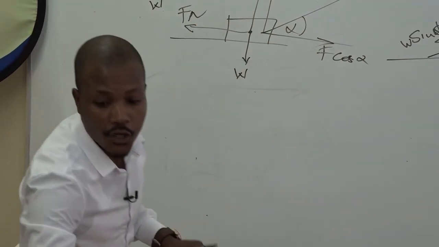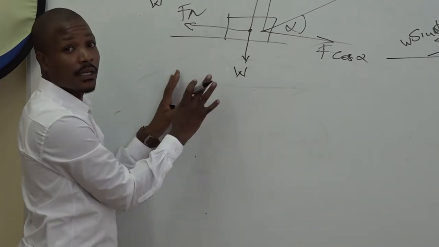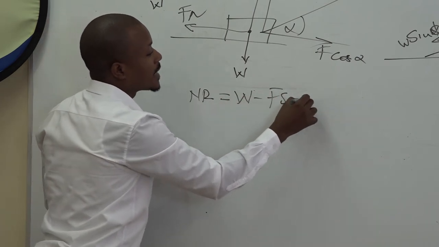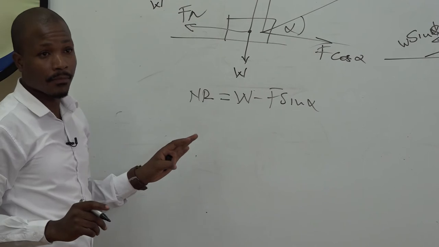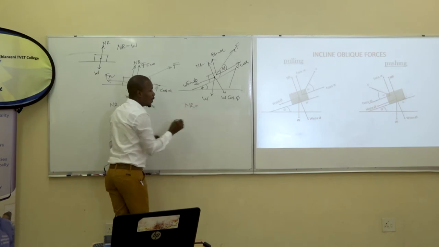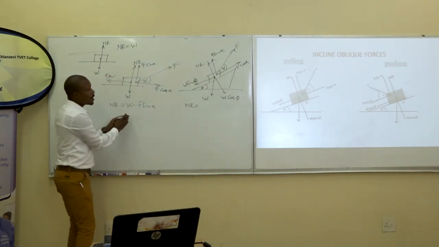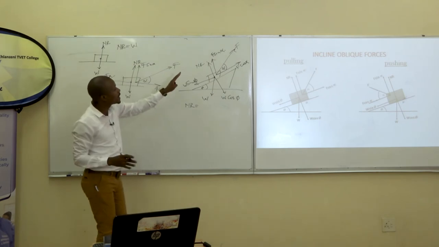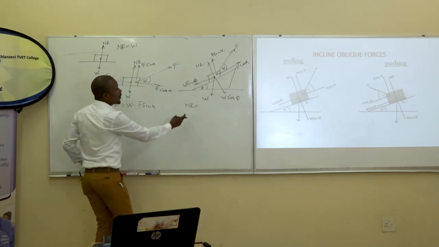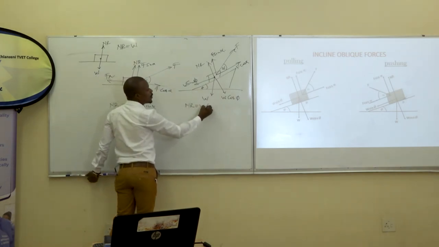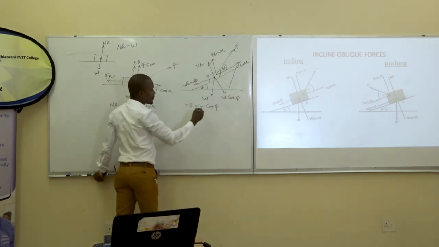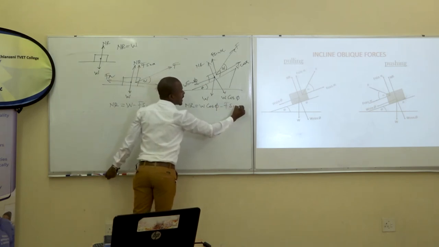let me erase this. The normal reaction, when this object is on a horizontal surface, will be equal to W minus F sine alpha, right? But in this case, what is our normal reaction? Our normal reaction cannot be just W, because remember, we said that on an inclined plane, the normal reaction is equal to W cos theta. So this means that our normal reaction in this one will be W cos theta, but because you are pulling it up, minus F sine alpha.